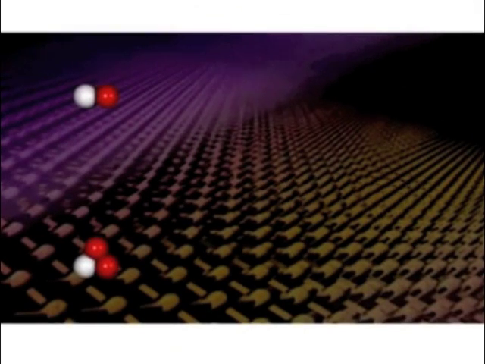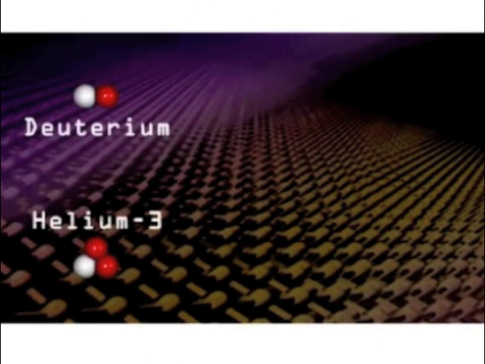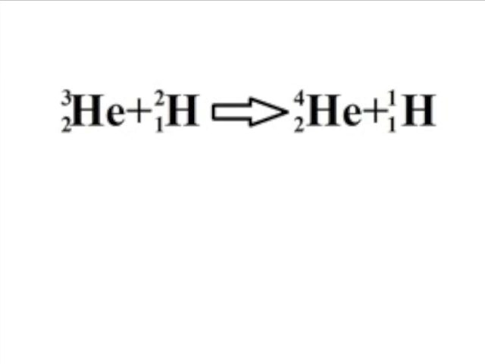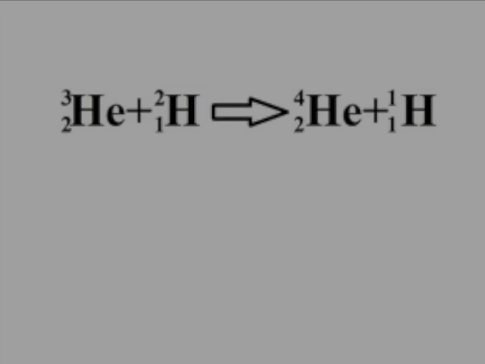Nuclear fusion can be used as a clean energy source using a deuterium and a helium-3 pressed together at high speed and temperature to form a helium and a proton. This balanced equation shows helium-3 and hydrogen deuterium forming helium and a hydrogen.